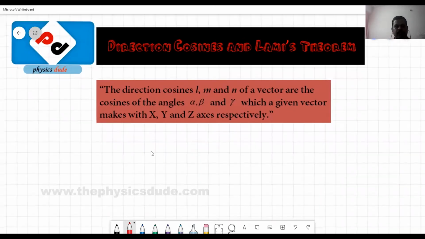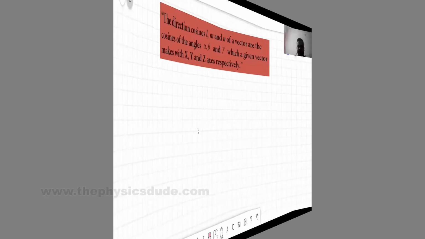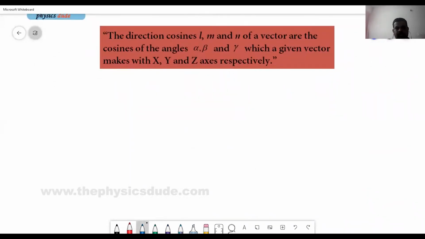Let's see. So let me read out the statement. The direction cosines l, m and n of a vector are the cosines of the angles alpha, beta and gamma which a given vector makes with x, y, z axis respectively. So what I'll do is I'll take the x axis and y axis and then z axis. Remember, these are mutually perpendicular.